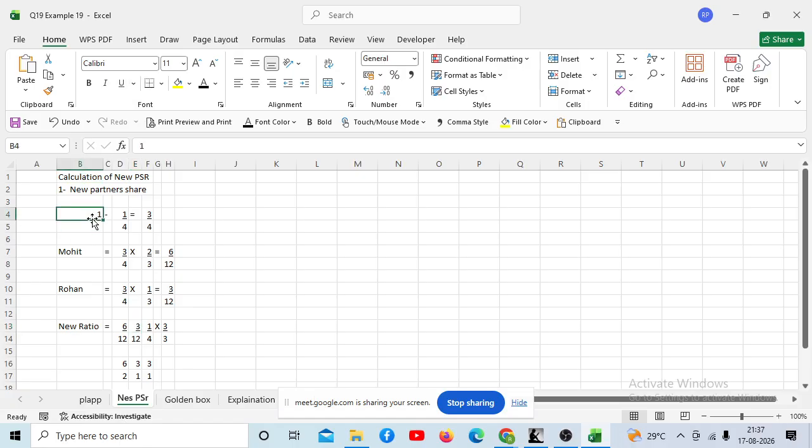Do I have to write this? Yes, you have to write this. I will explain and then you keep on writing. First write the heading: calculation of new profit sharing ratio.